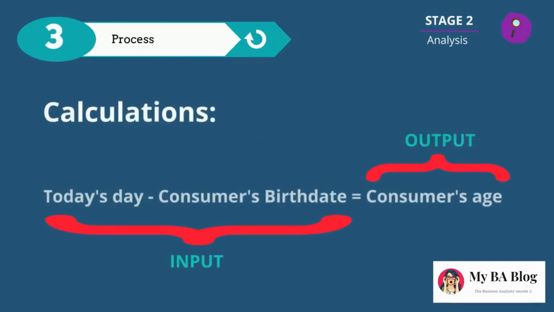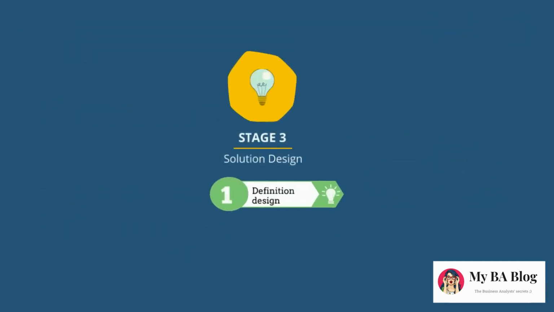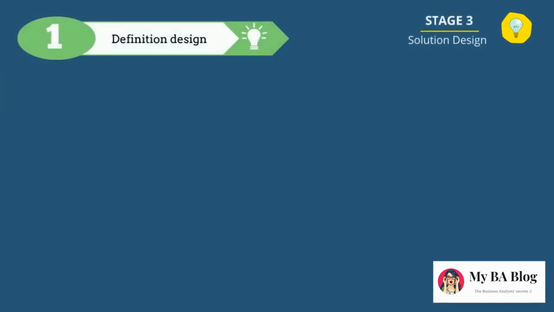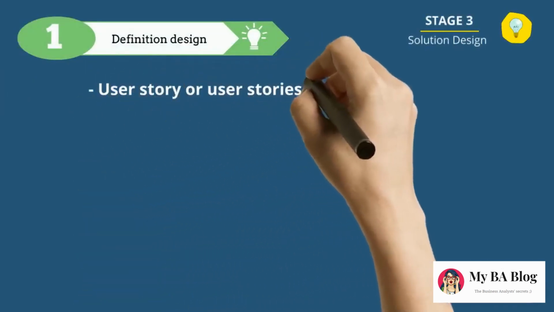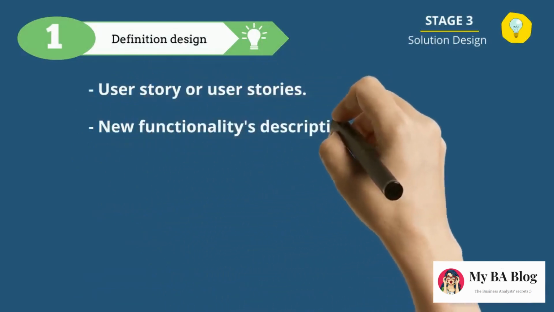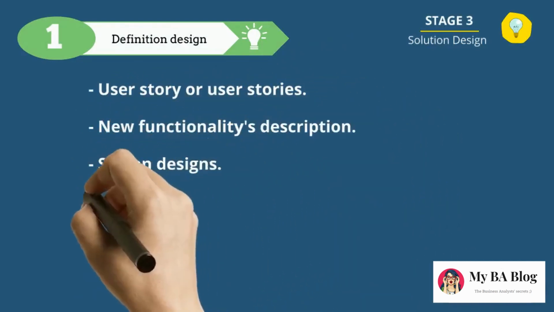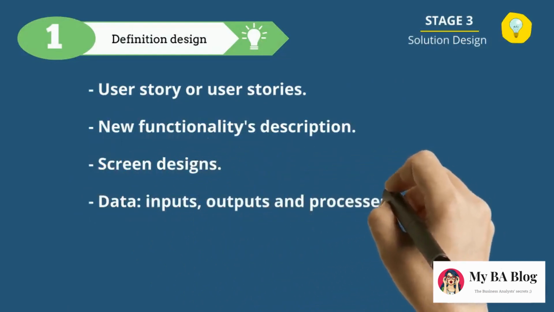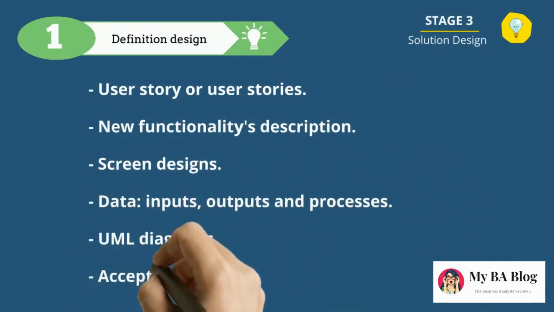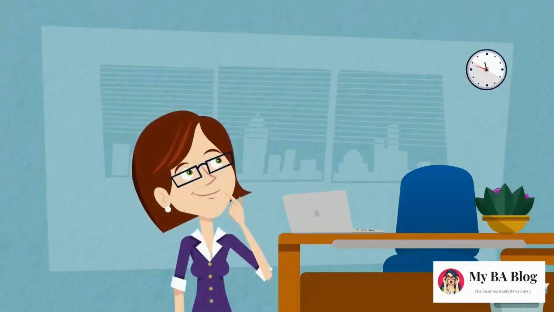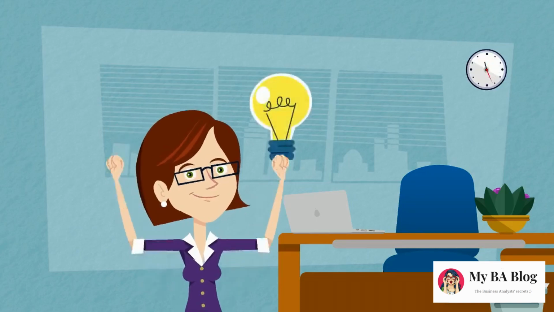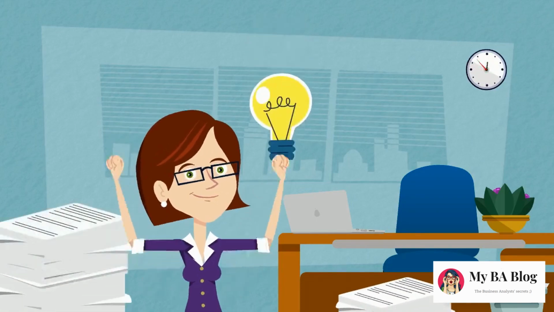Finally, Annie should write the solution design as clear as possible. So she made a list of what her document can include: user story, new functionalities description, screen design, data, UML diagrams, and acceptance criteria. With a plan like this, Annie will be able to accomplish her tasks in a structured and organized manner, which will give her confidence when executing business analysis tasks in her first job.